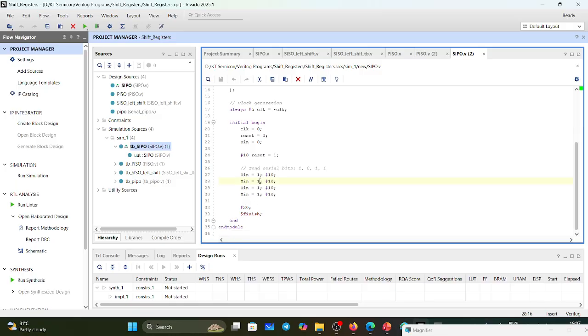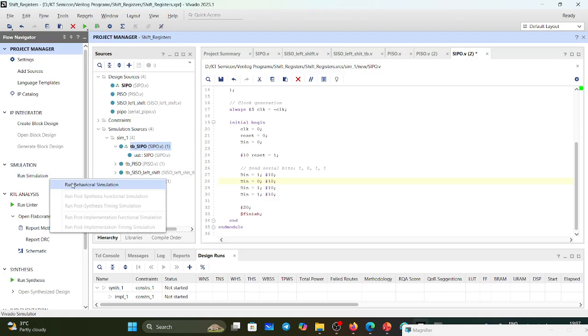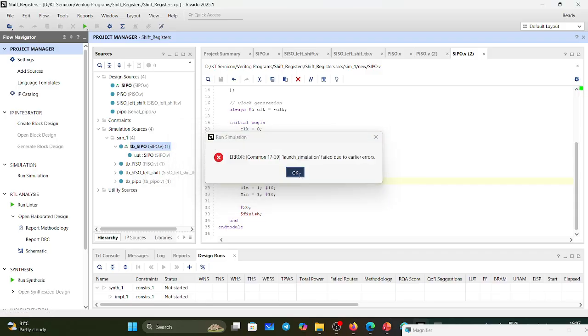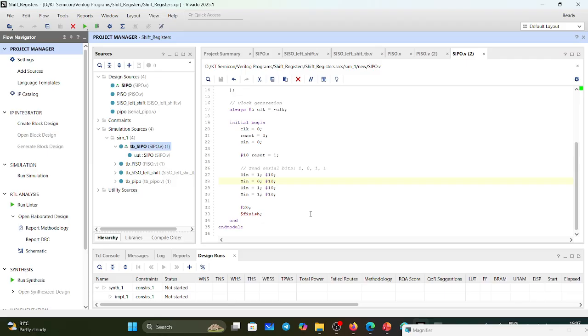Okay, so let us take 1010. First you are sending the serial data, and after that you get the parallel data. After 20 time units you are observing, and you are finishing the simulation. Okay, so we'll see this. I set it as top module, run simulation. Okay, I am saving this code. Okay, one second.